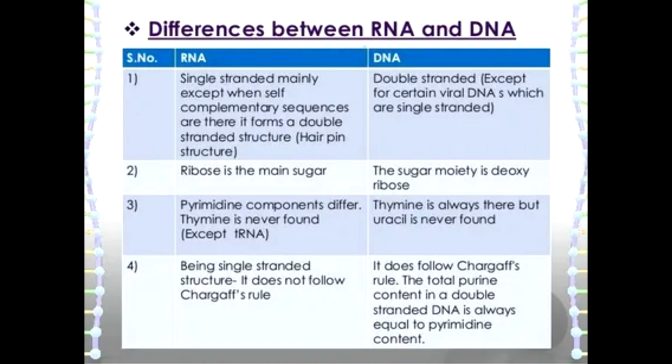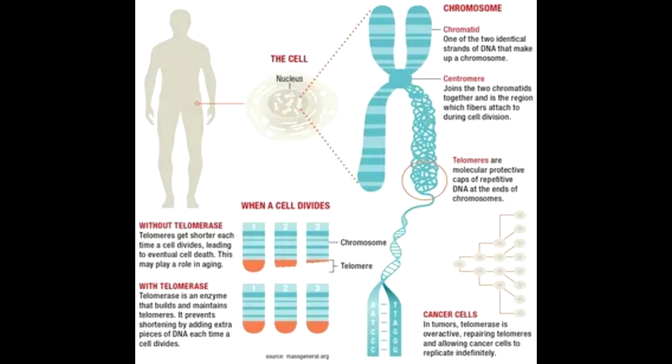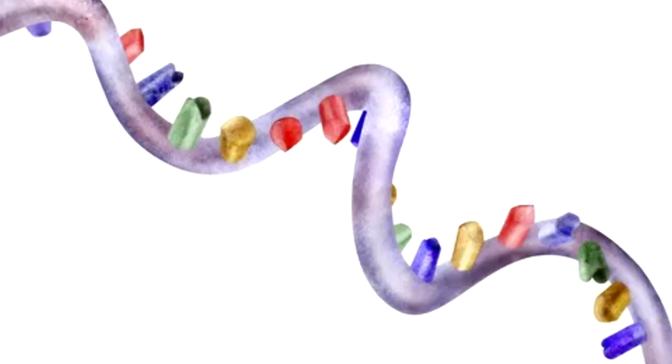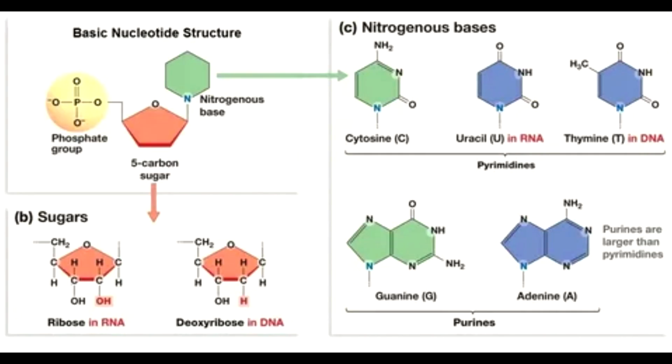Since A always pairs with T and G always pairs with C, the proportion of A nucleotides in the DNA double helix is equal to that of T, and similarly, for C and G, their proportion in a DNA molecule is always equal to each other. Furthermore, there are always equal amounts of purine and pyrimidine bases in a DNA molecule.